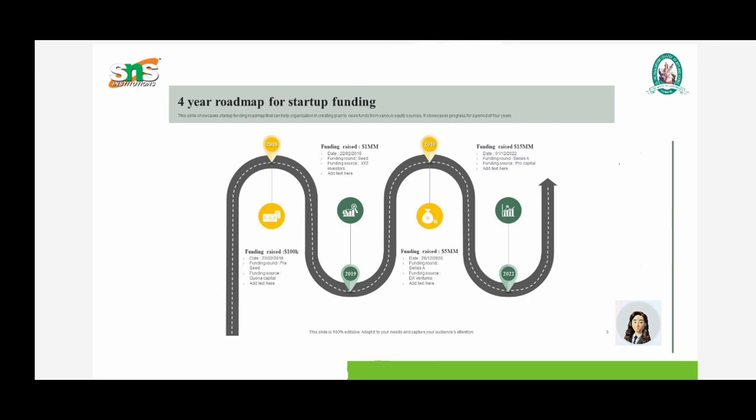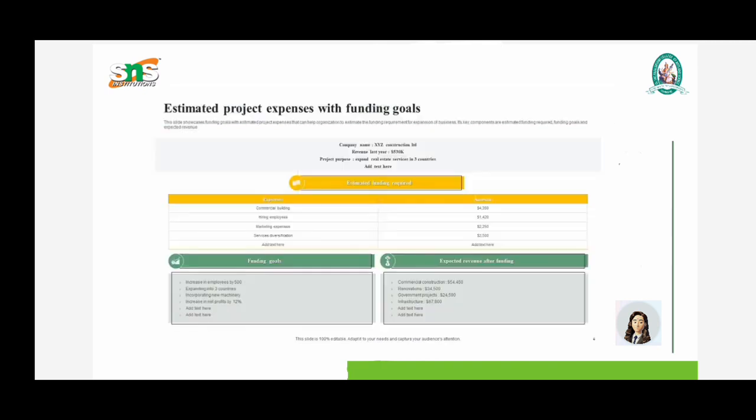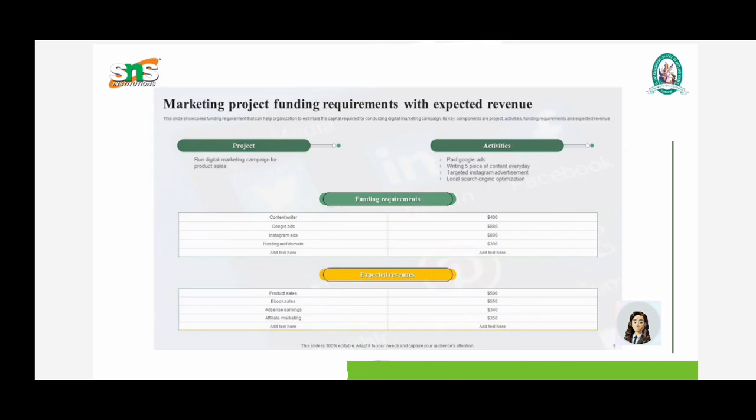Under this you have the funding goals and expected revenue after funding: increase employees by 500, expanding to new countries, incorporating new machines, increase net profit by 12%, etc. Under this, expecting revenue after funding, commercial construction, regulations, then infrastructures. Next we are going to see marketing project funding required with expected revenue.